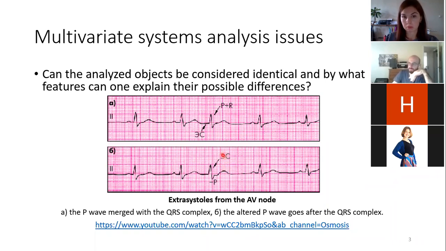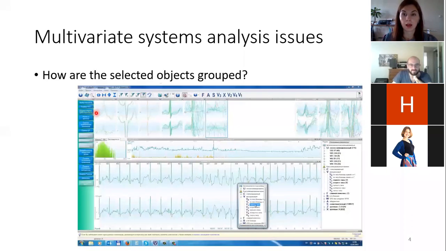So the question is, how could we explain properties of our objects in order to find identical objects and different ones? The second question is, how could we group our objects?